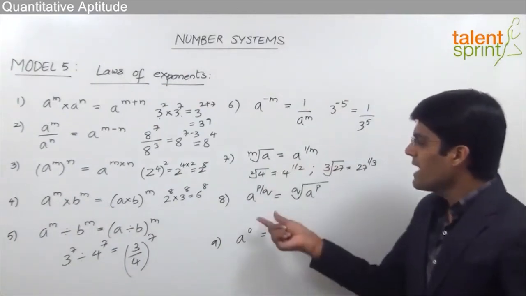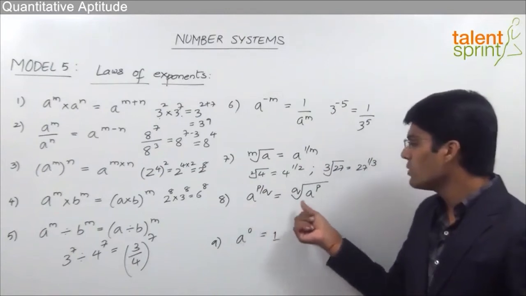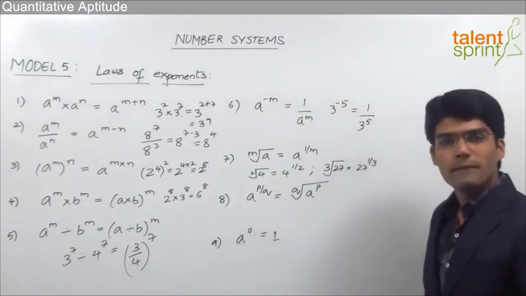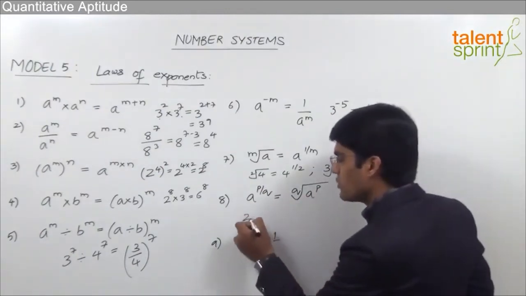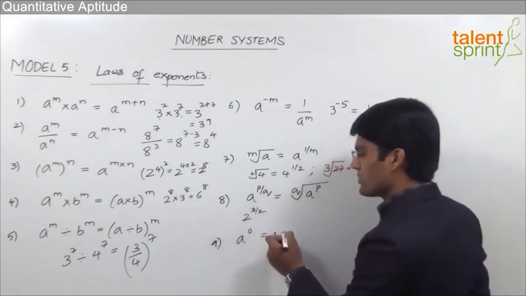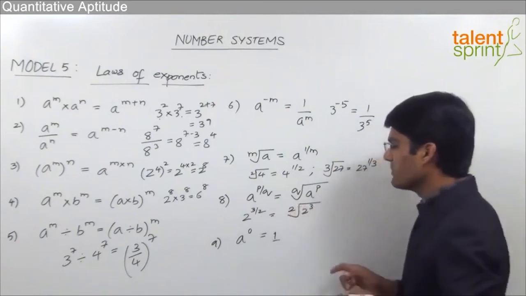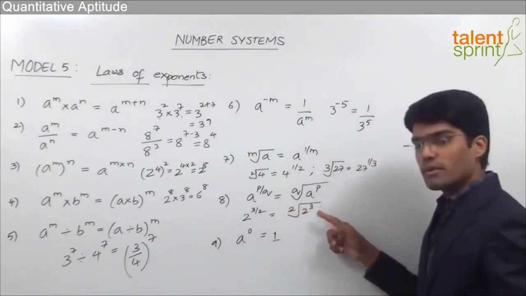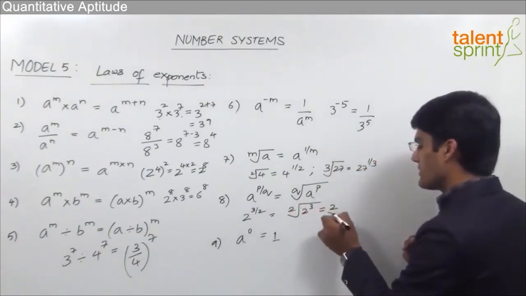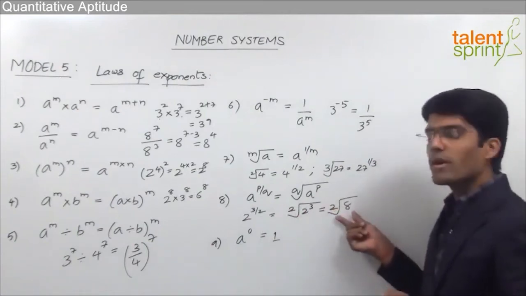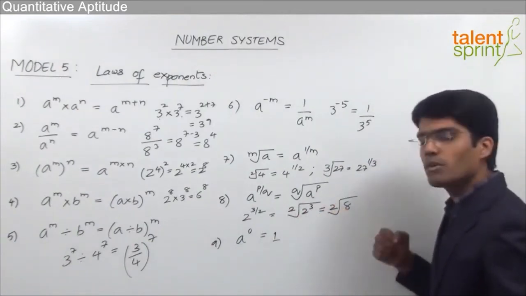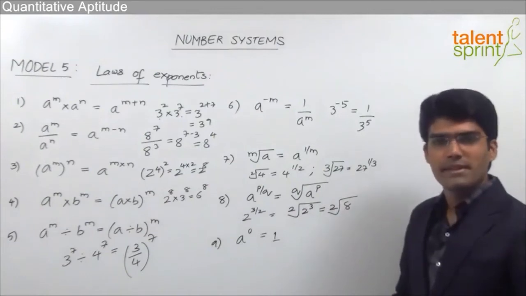Moving on to the next one, a^(p by q) will be equal to qth root of a^p. For example, let's say we have 2 to the power of 3 by 2. So this can be taken as second root of 2 cube. That is nothing but qth root of a to the power of p. Now this is equal to second root of 8 or nothing but square root of 8. Why? Because 2 cube is equal to 8. So this can be further simplified as per the requirement.